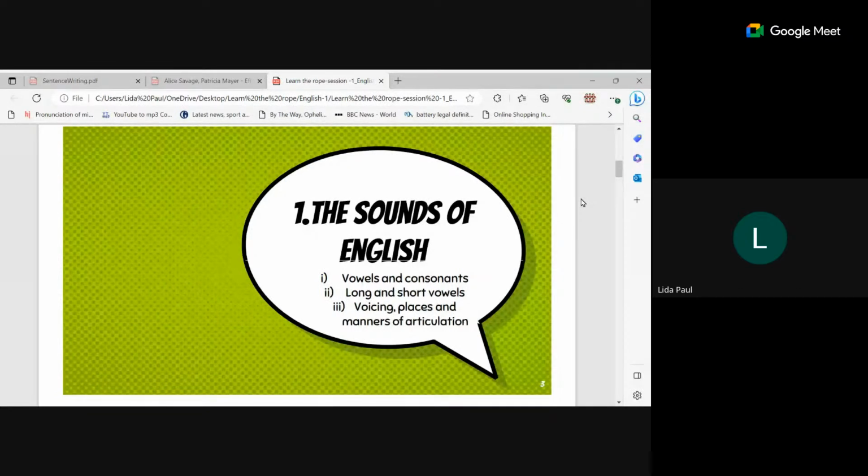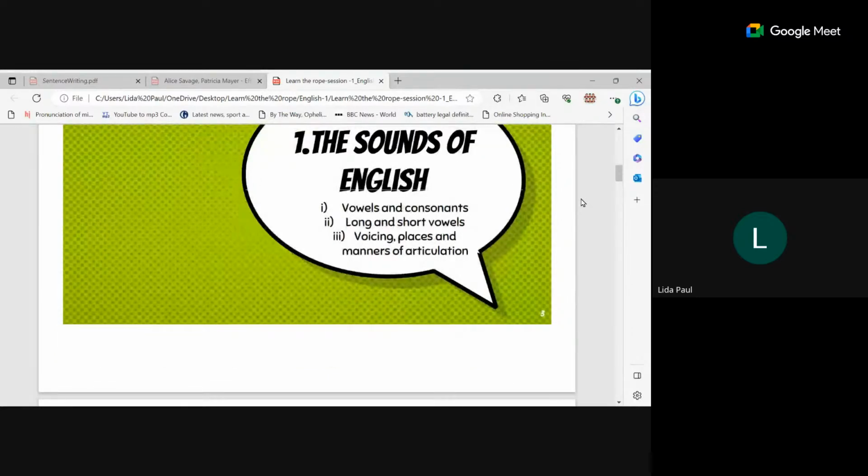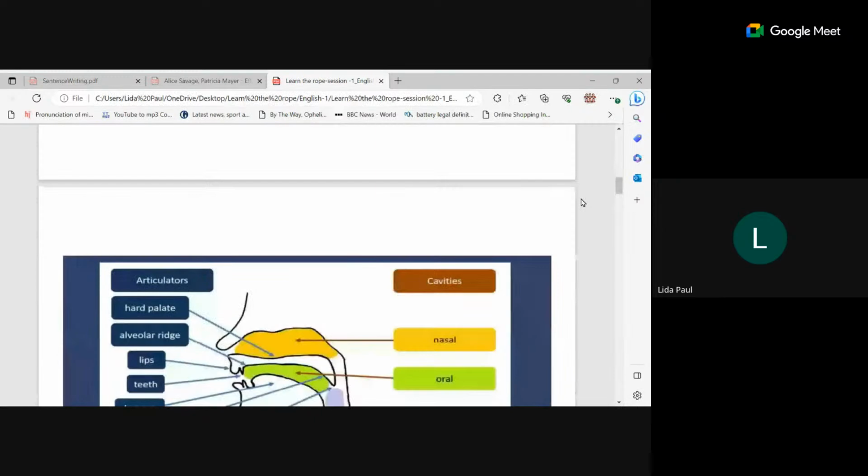We are going to be discussing the sounds of English basically. So vowels and consonants, long and short vowels, voicing, places, and manners of articulation, right? So these are the things. Basically, we're going to discuss the various classification under which all of these sounds fall. We have how many sounds in English language? 44, right? So we're going to be seeing where are all of these sounds placed, right? What are their features, so that when you have questions in the exam, which you will certainly have, you can relate with them in a better way.